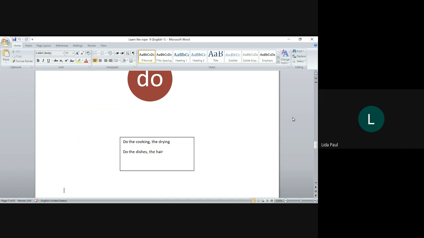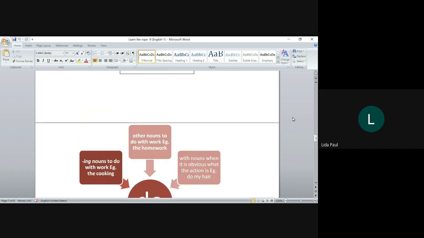Even if you don't remember all the three distinctions that I showed you here, related to general work and ing nouns related to work, even if you do not really catch on that, it's all right. But just remember, for any work-related affairs, you can use the delexicalized verb do to complete it. Okay.